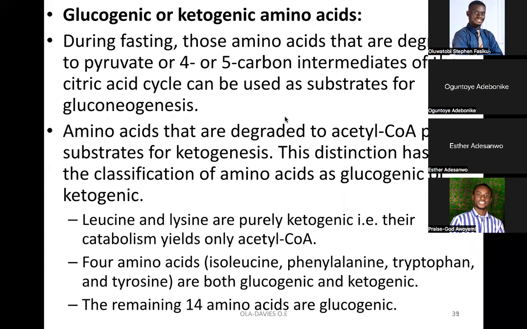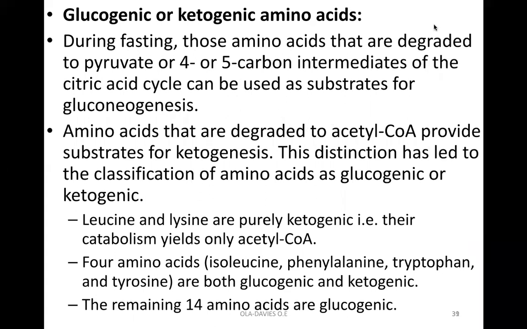So amino acids that are degraded to acetyl-CoA provide substrate for ketogenesis. We know that. And this distinction has led to the classification of amino acids as glucogenic or ketogenic. And don't forget, we said there are just 2 purely ketogenic amino acids, and those are leucine and lysine. Whereas those that are mixed are 4: isoleucine, phenylalanine, tryptophan, and tyrosine. And then we have the remaining, all being glucogenic.